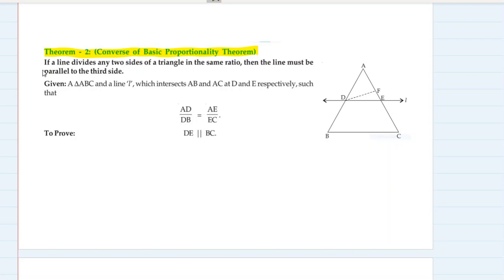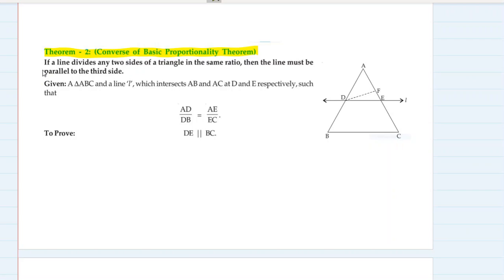So in this figure, as you can see, triangle ABC is divided by a line L. Do you see a line L which is cutting the triangle ABC? Don't look at the dotted line as of now. That's a distraction. That is actually a construction which we are going to do later. But as of now, just focus on the line L which is cutting triangle ABC at point D and E respectively. So this line is dividing any two sides of the triangle. Two sides of the triangle are AB and AC. They are dividing the two sides of the triangle in the same ratio.